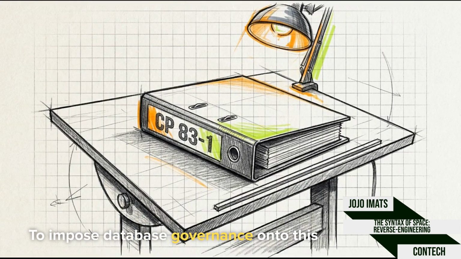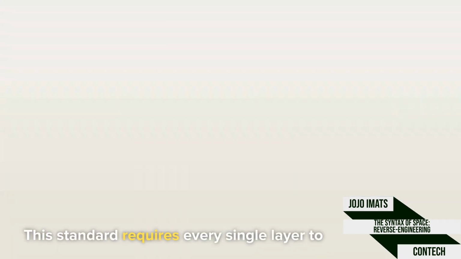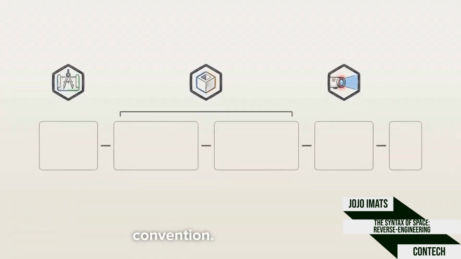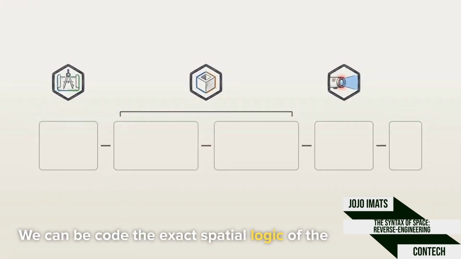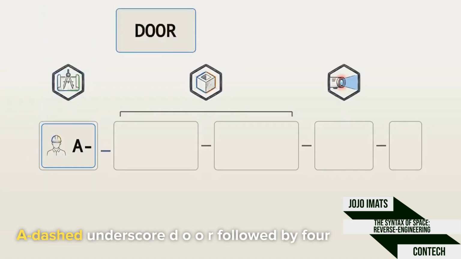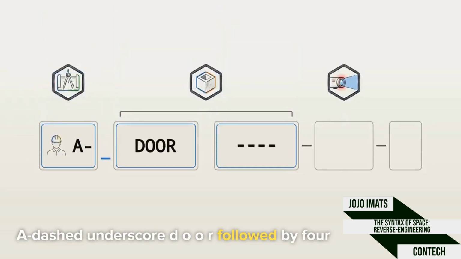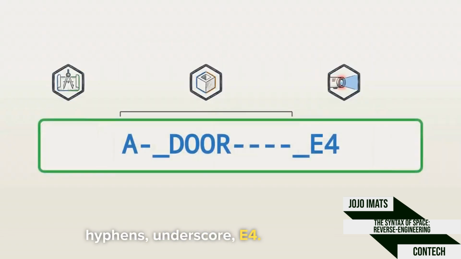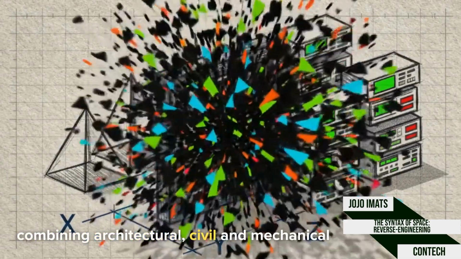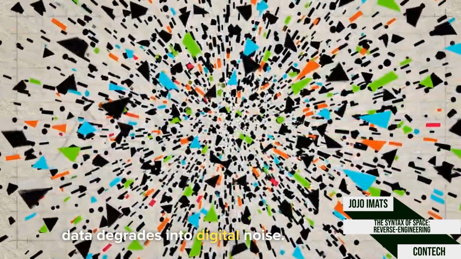To impose database governance onto this chaotic environment, the Singapore standard CP83-1 enforces a precise taxonomy for organizing computer-aided design files. This standard requires every single layer to conform to a rigid, mandatory 5-field naming convention. We can decode the exact spatial logic of this standard by reverse engineering a single case study string, A__DOOR, followed by 4 hyphens, _E4. Without a syntax this strict, a federated model combining architectural, civil, and mechanical data degrades into digital noise.